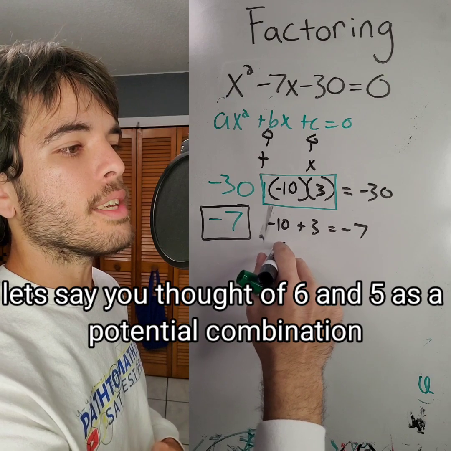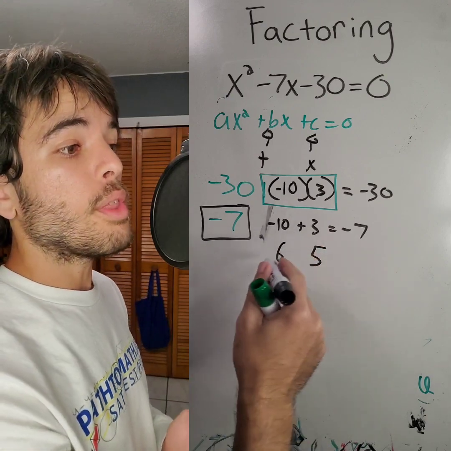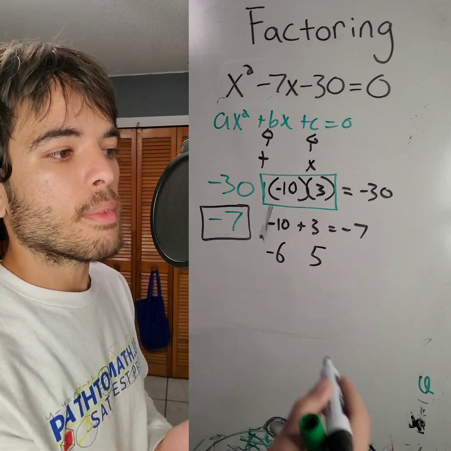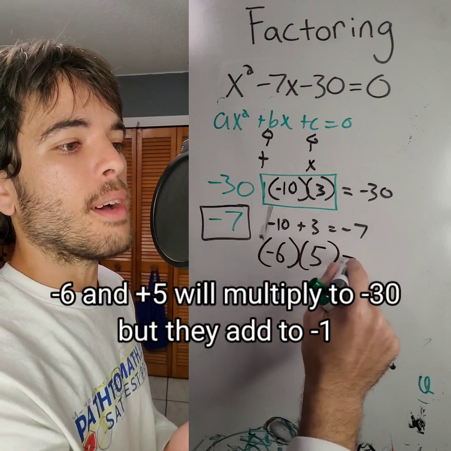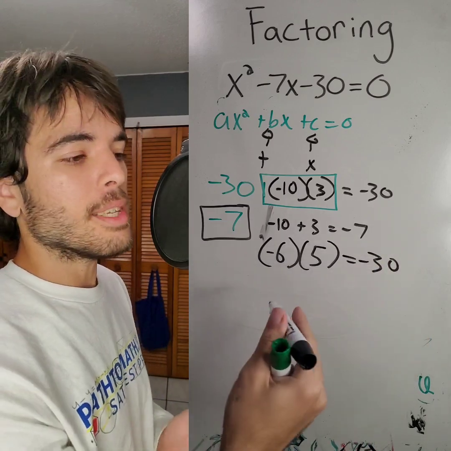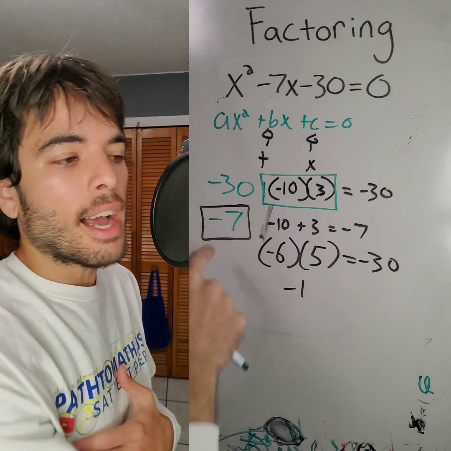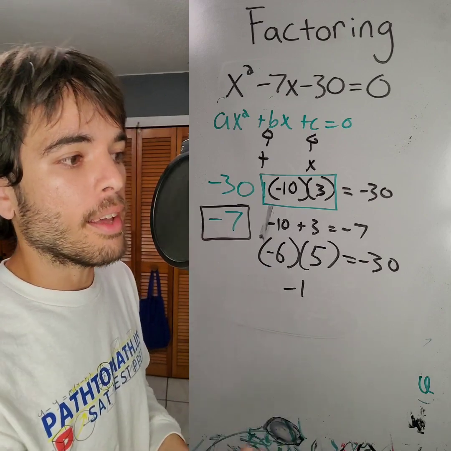Let's say you were thinking of 6 and 5. Well, we could prove that 6 and 5 aren't the factors. I know that, let's say we put negative 6. We can multiply negative 6 and positive 5 to give me negative 30, which is great. That's a great first step. But let's add them together. We get negative 1. And so since I didn't get negative 7, I know that 6 and 5 aren't my factors.